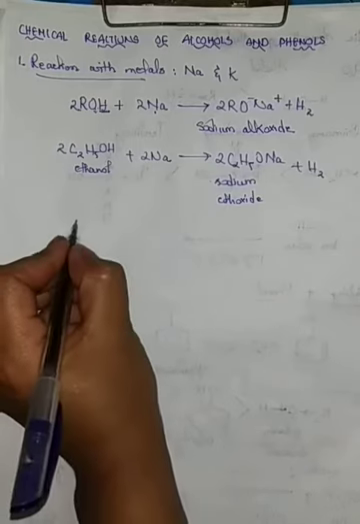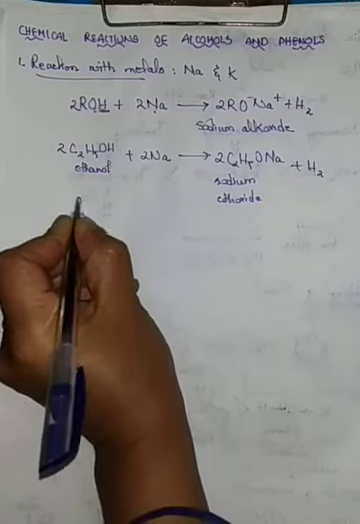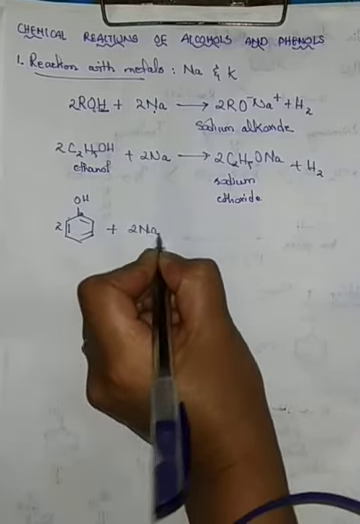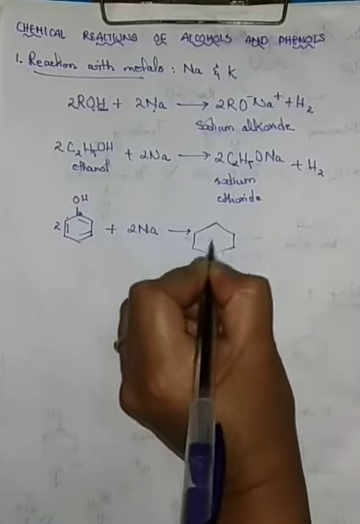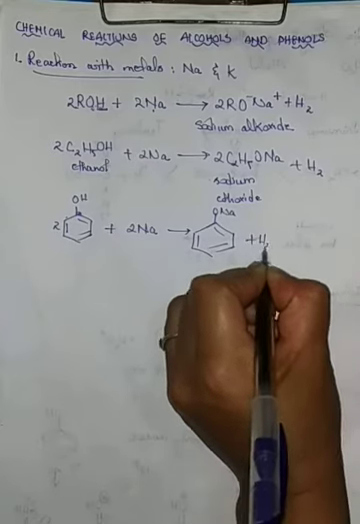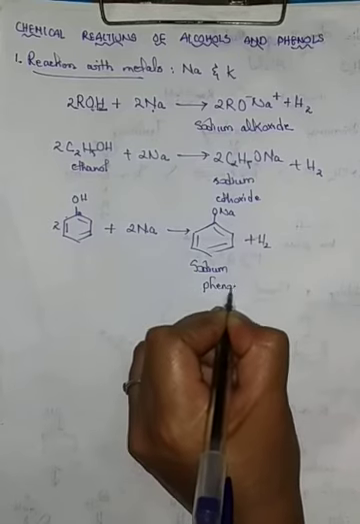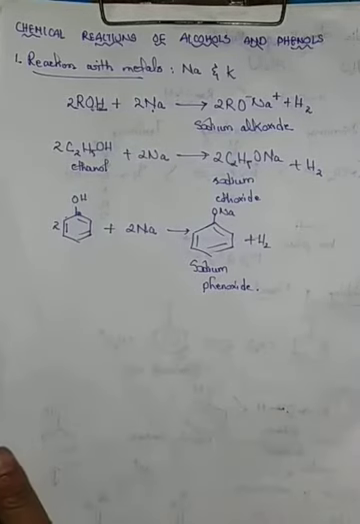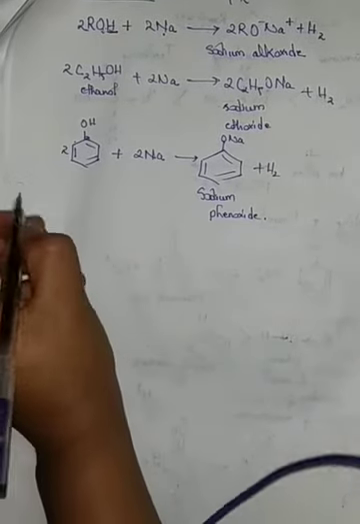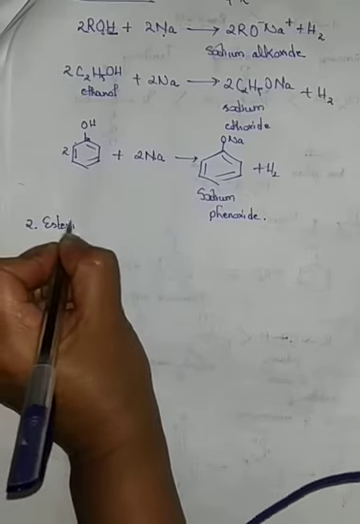Now, for phenol, we take phenol plus 2 Na to give us sodium phenoxide. This is how our alcohols and phenols react with active metals. Now the second reaction is the esterification reaction.